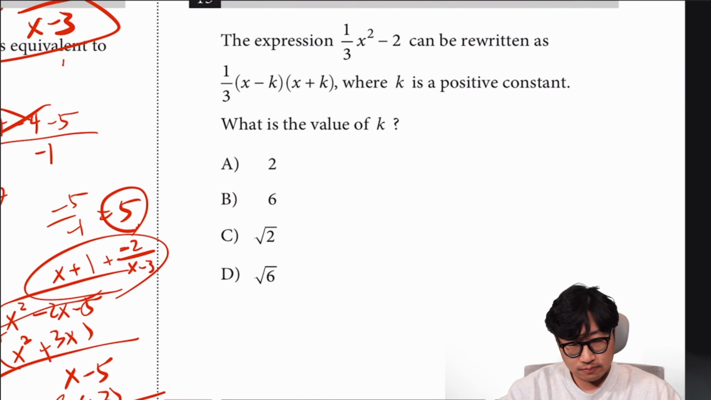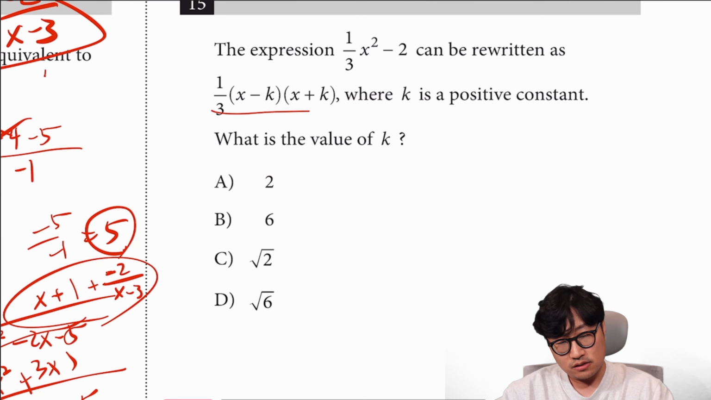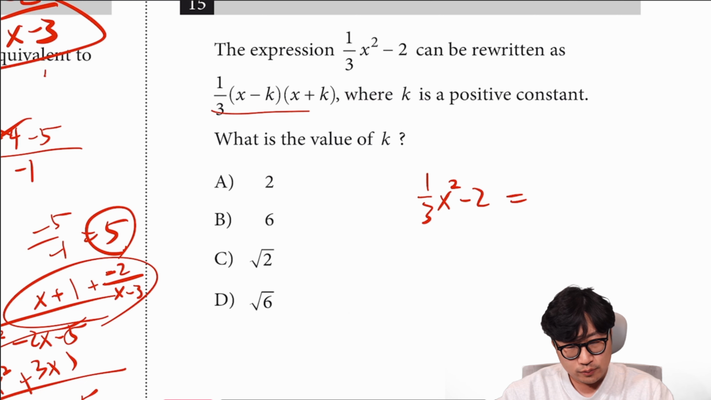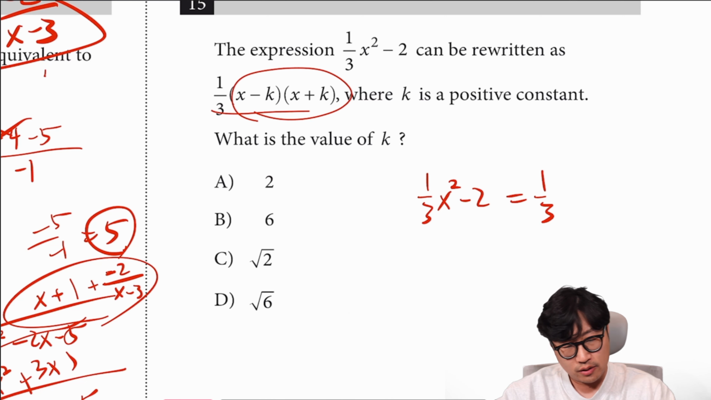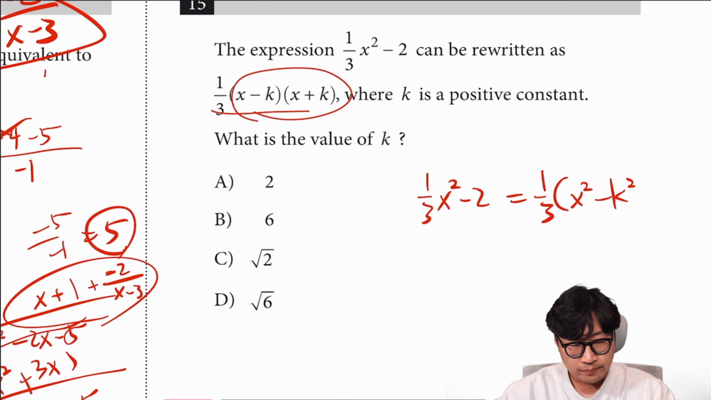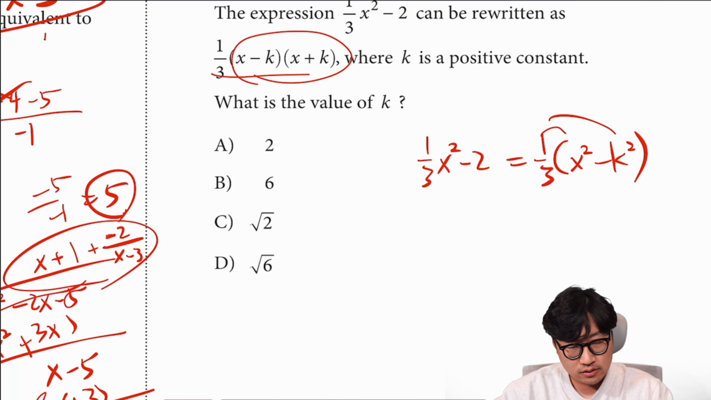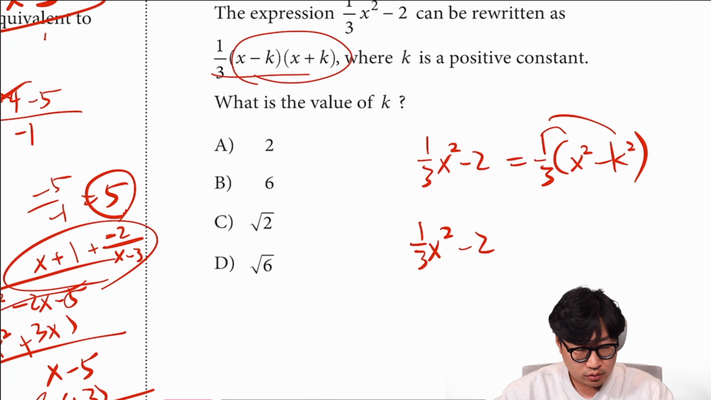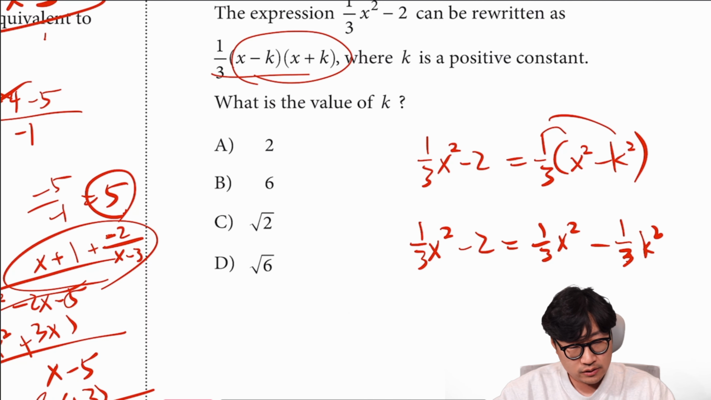Let's go. Number 15. That expression can be rewritten in this form. Okay, so set them equal. 1/3 x squared minus 2 is equal to 1/3. I'm just going to FOIL this out, which is going to be x squared minus k squared. Pretty easy. Distribute that. So that'll be 1/3 x squared minus 2 is equal to 1/3 x squared minus 1/3 k squared. So what is the value of k?